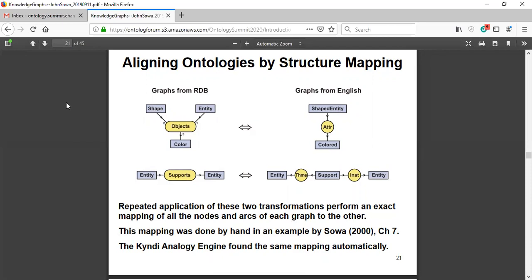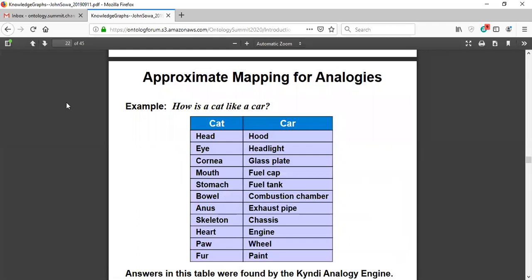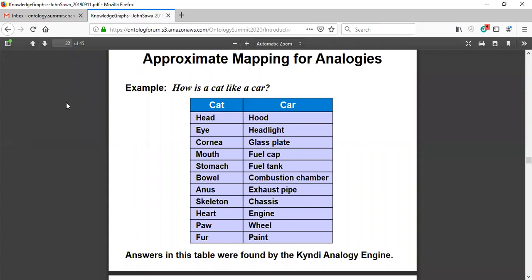And that same system was able to do approximate mappings, like how is a cat like a car? And it had an ontology for cats and cars and graphs representing them. And it found this analogy that the head of a cat is similar to the hood of a car. The eye of a cat is similar to the headlight of a car. A cornea of a cat is like a glass plate. A mouth is like a fuel cap. A stomach is like a fuel tank.